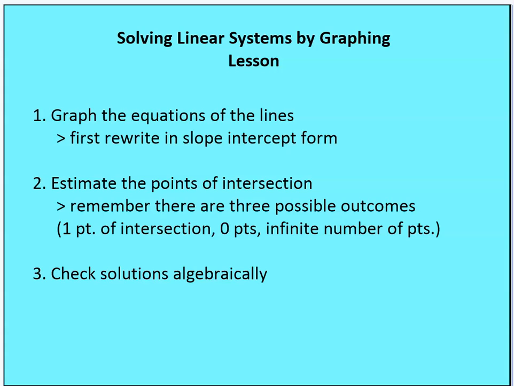And I'm going to talk about different possible outcomes, and this is going to be a topic of discussion throughout this section. It's going to be 1 point of intersection where 2 lines cross, 0 points if the lines are parallel and never touch each other, or an infinite number of points where we have 2 lines that are the same, so they overlap. And then we want to check our solutions algebraically by substituting the values back into these equations. So let's go through how you solve a system by graphing.